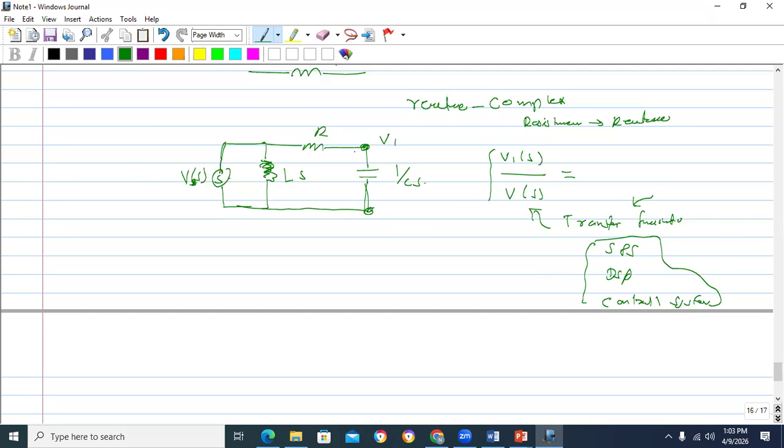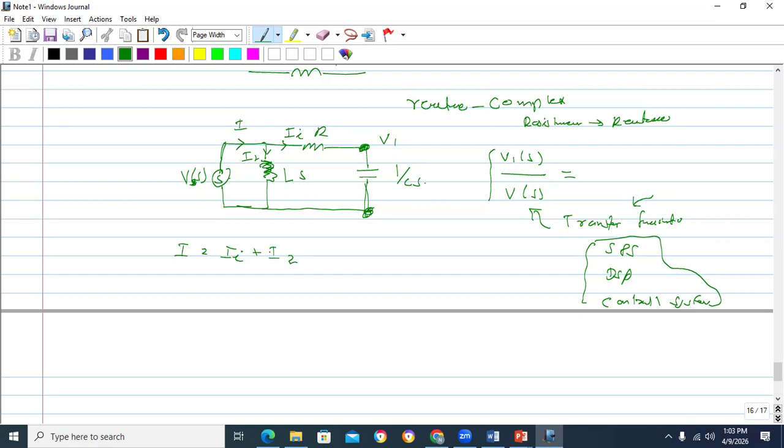So you need to find the voltage across this one. So how to find it? Very easy. This has a current I. There is a current flowing through this one, I1, and a current flowing through this one, I2. So I is equal to I1 plus I2.